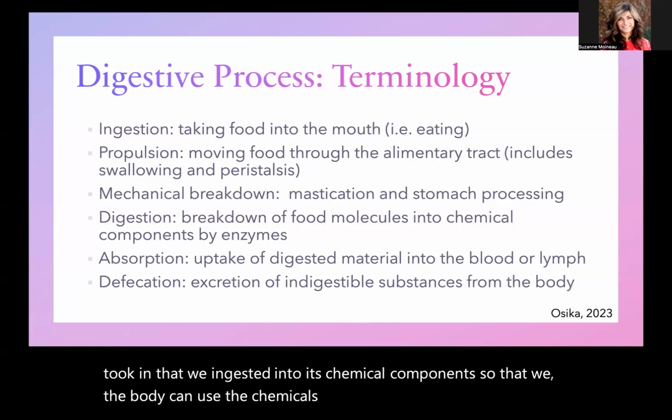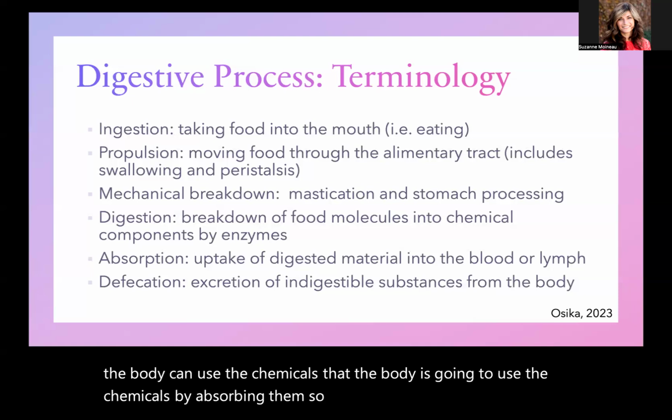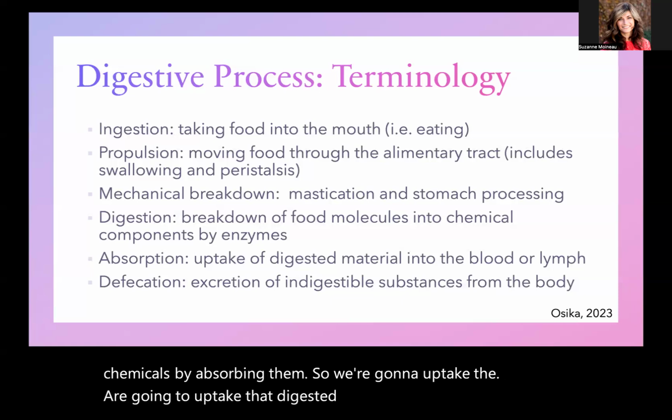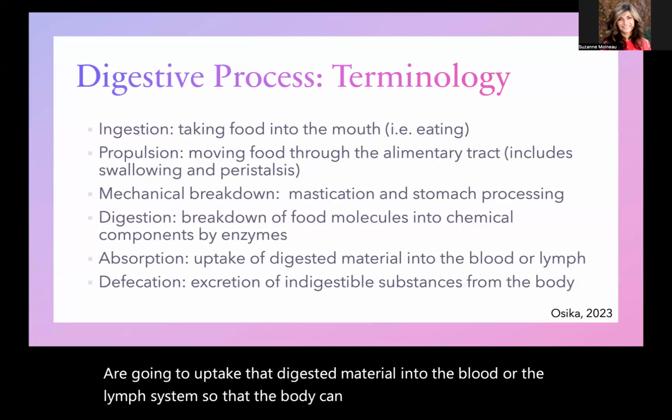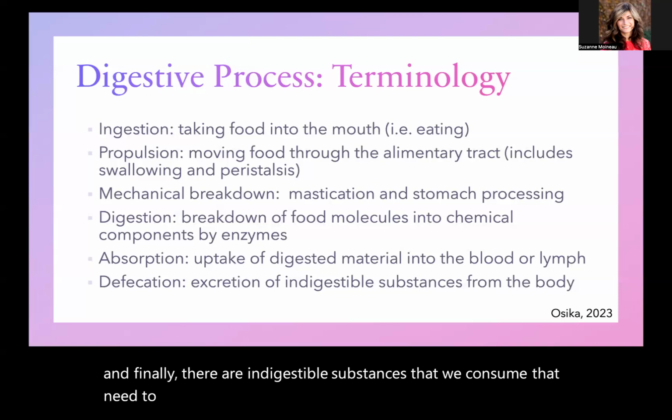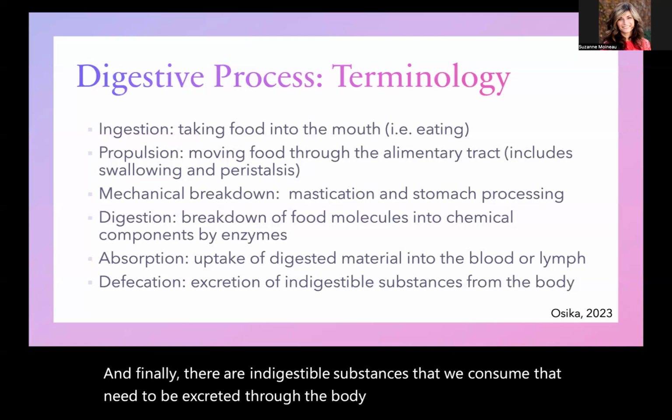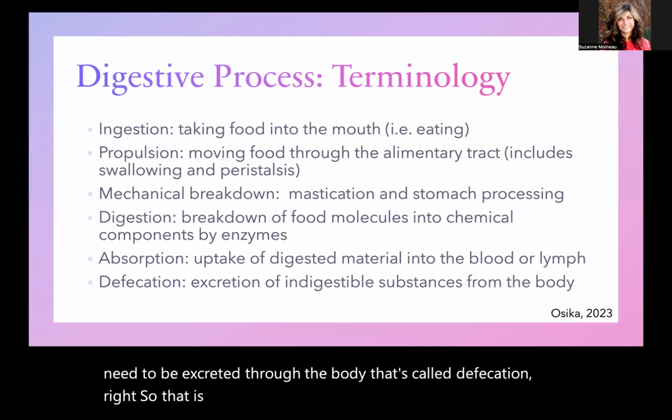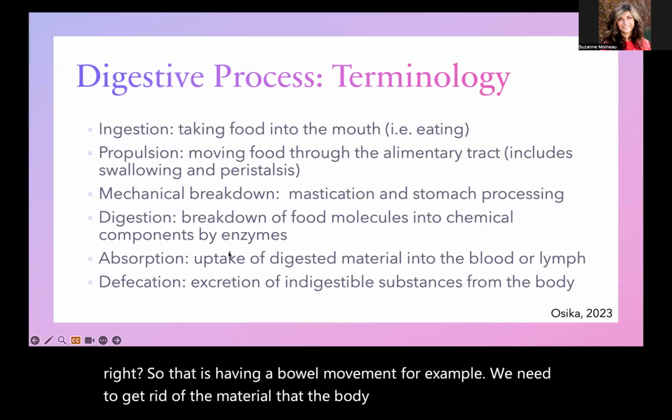The body is going to use the chemicals by absorbing them. So the cells are going to uptake that digested material into the blood or the lymph system so that the body can use those chemicals as fuel. And finally, there are indigestible substances that we consume that need to be excreted through the body. That's called defecation, right? So that is having a bowel movement, for example. We need to get rid of the material that the body is unable to digest.